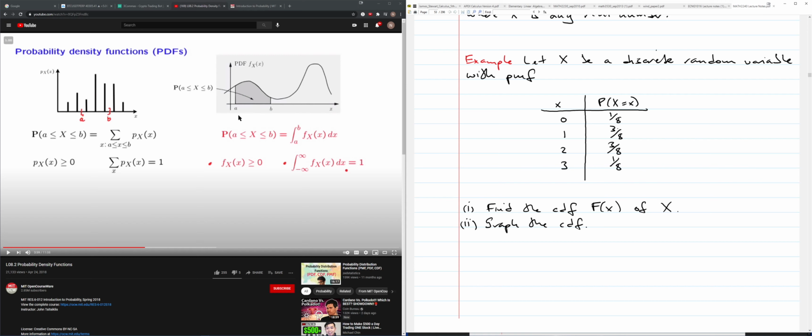Now, on the other hand, if you have a continuous random variable, which is what this diagram over here is supposed to illustrate, the possible values for the random variable now lie in a range such as this over here.